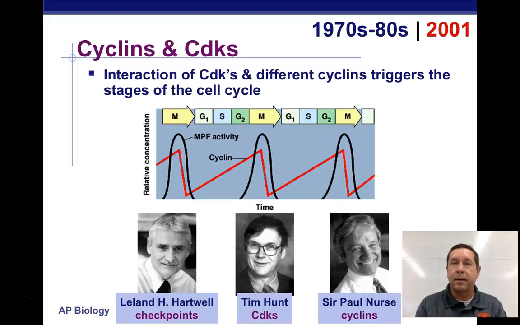In the 70s and 80s, there were several different researchers that worked on figuring out how all this worked. Hartwell was looking at the checkpoints, Hunt was looking at CDKs, and Nurse was looking at cyclins, and they kind of put all their work together. And they looked at how CDKs and cyclins trigger the different stages of the cell cycle.